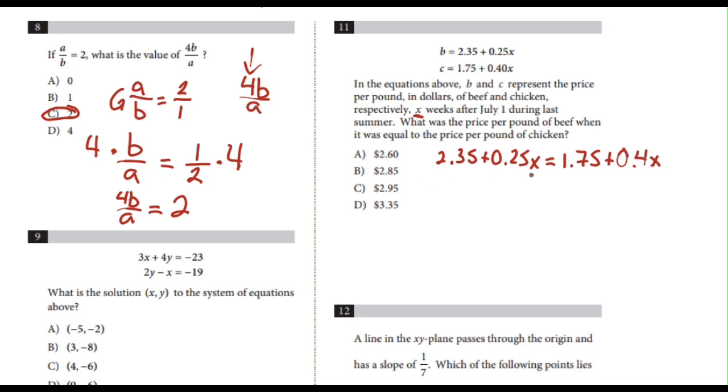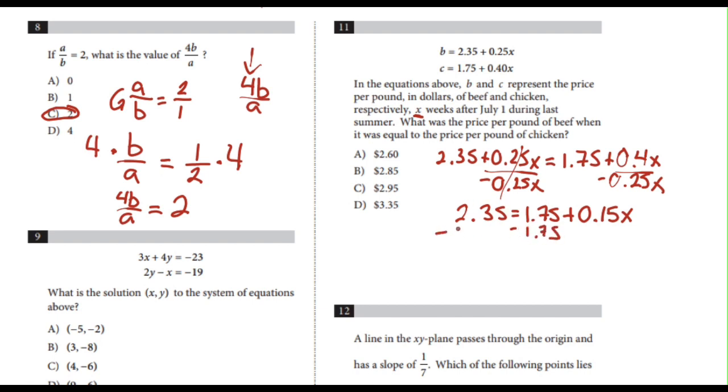We need to combine like terms. We can combine the x's together. We move over this positive 0.25x to the other side by subtracting it. Minus 0.25x. We'll have 2.35 equals 1.75 plus 0.4x minus 0.25x is 0.15x. Then we can combine the two numbers together by subtracting 1.75 on each side.